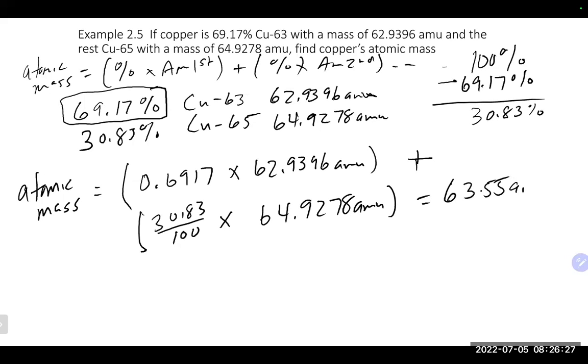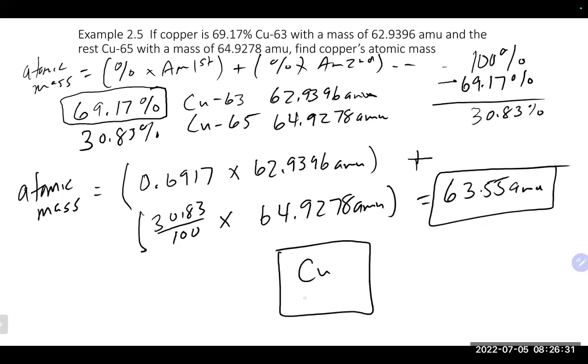$63.55 AMU, which, if you look on the periodic table underneath copper, is about what you see there as well. That's how to calculate atomic mass from isotopes. To get variations of this, obviously, like we just did here, you might have to figure out a missing percentage if you're not given all the percentages.